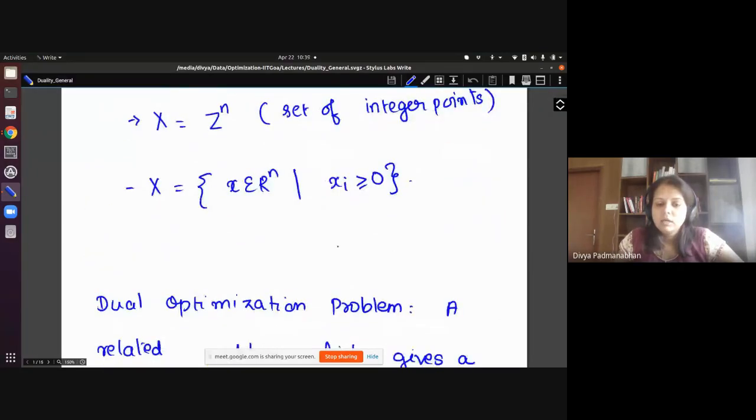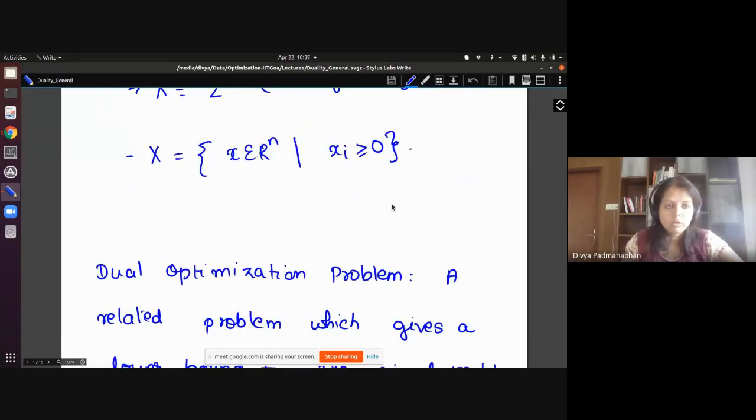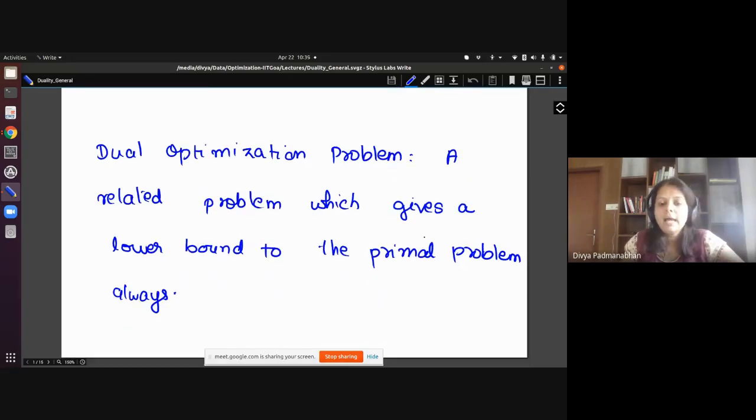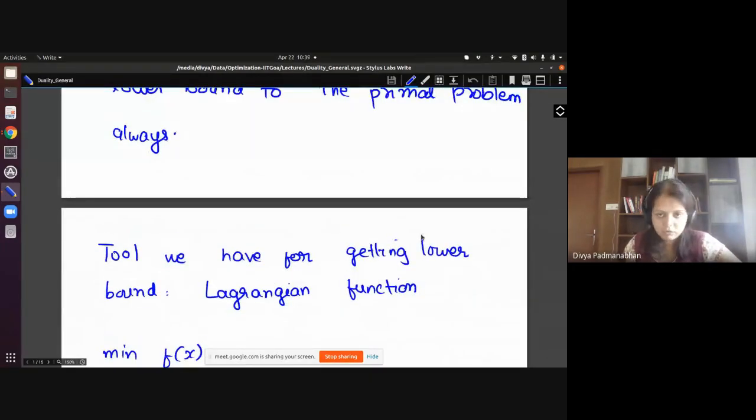The dual, as I said, is a related problem. If you remember from our discussion in linear programs, for a minimization problem, you always tried to find a lower bound, and the idea was to find the best possible lower bound. The same idea holds even here for general constrained problems. You're trying to find a lower bound to the primal problem, and the tool that we have here is the Lagrangian function. We've seen the Lagrangian when we tried to solve constrained optimization problems, and it will help us find a lower bound for the primal problem.